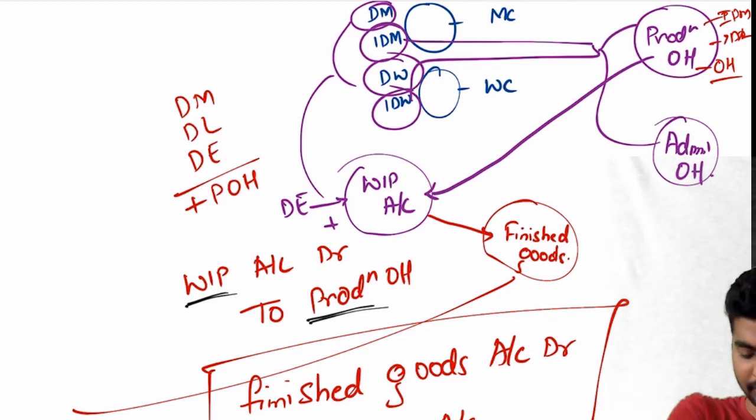Once that is done, goods are completed. Once goods are completed, it shall be transferred to finished goods. So the journal entry becomes finished goods account debited to WIP account. Are you guys clear till here?